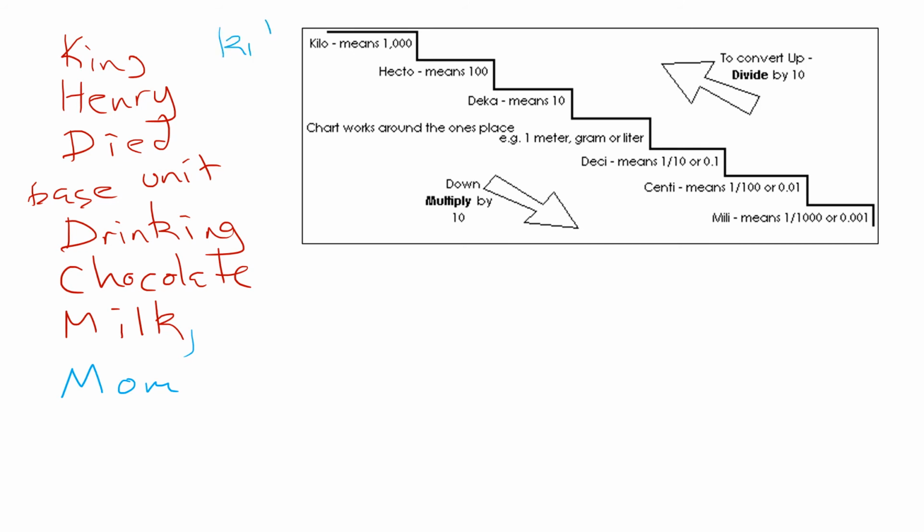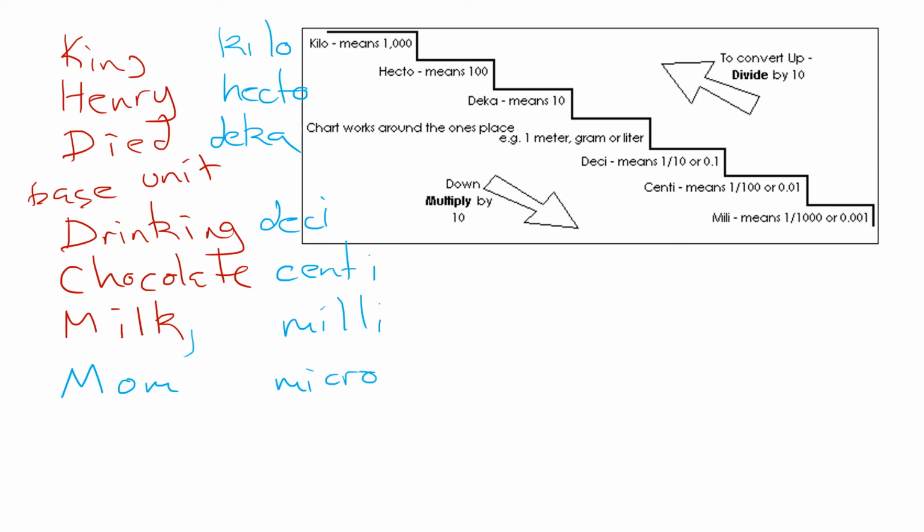So kilo, hecto, deca, deci, centi, milli, and micro. So that is metric system conversions in a nutshell. Big takeaways that you should have whenever you're converting something within the metric system are that, again, the numbers in your problem should not change. The only thing that should change is where your decimal is located in that number.